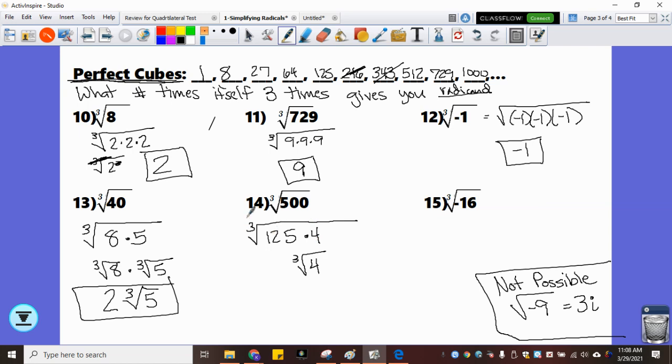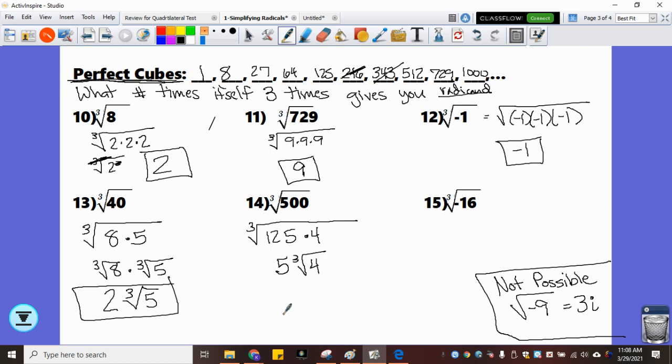You're taking the square root. This is the cube root. The square root of 4 is 2, but the cube root of 4, we don't know. So you don't put a 2? No, we don't know the cube root of 4, but we do know the cube root of 125. What number times itself 3 times gives you 125? 5.